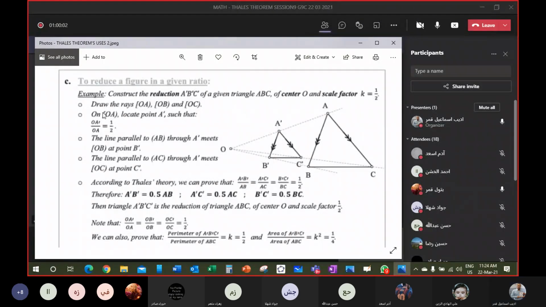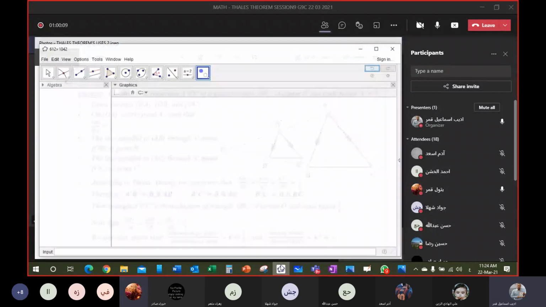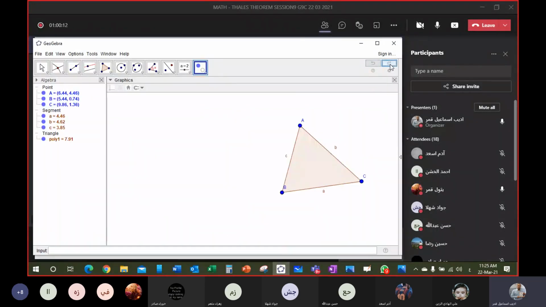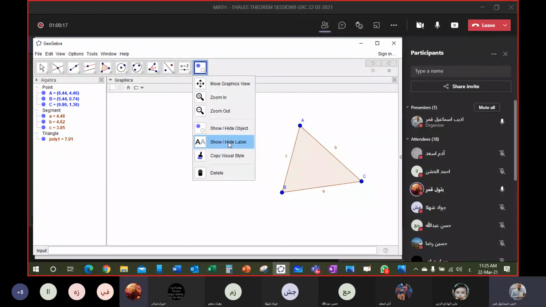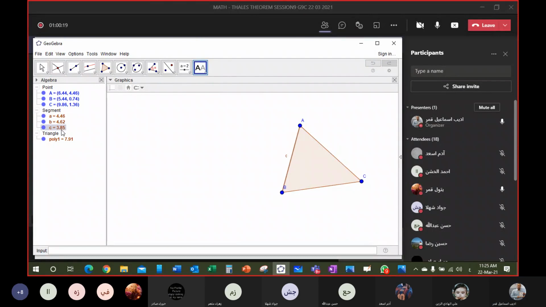First, draw the rays OA, OB, and OC. We go to GeoGebra. We take a triangle, any triangle ABC. Okay. Then we take a point, we take a point O. Point O, we can take it wherever we want.